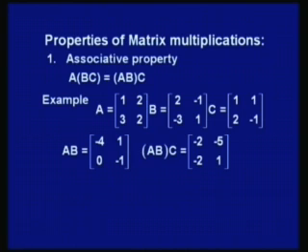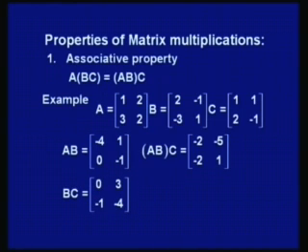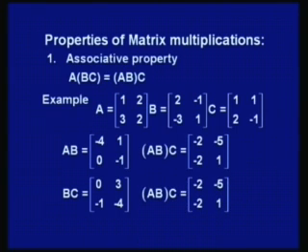Now, I compute BC also, this matrix BC. BC is this multiplied by this. So, this multiplied by this gives me 0, this row multiplied by this column gives me 3, this second row multiplied by first column gives me this element, and this row multiplied by this column will give me this element. When this matrix BC is multiplied by the matrix A, I will get the product ABC, which is the same as this AB into C. So, whatever be the order, I will finally get the same result.